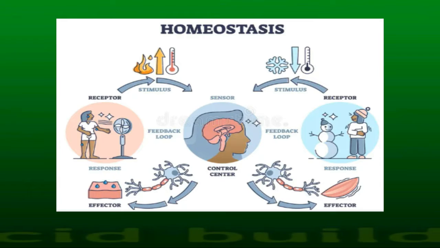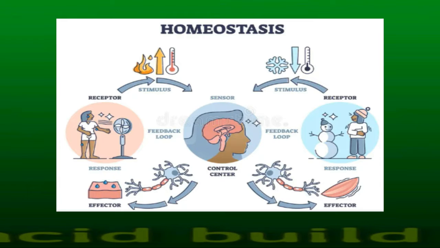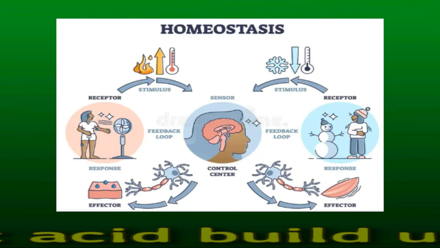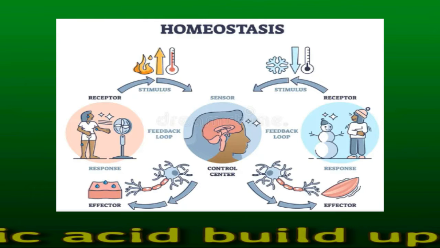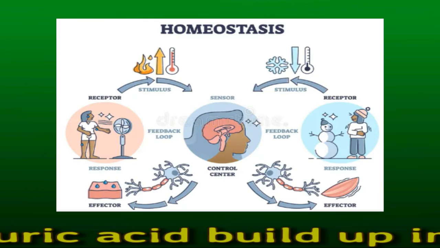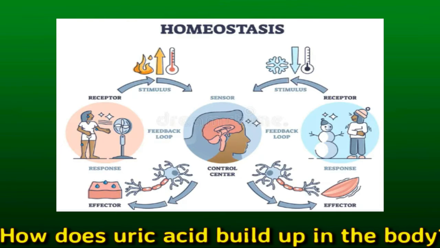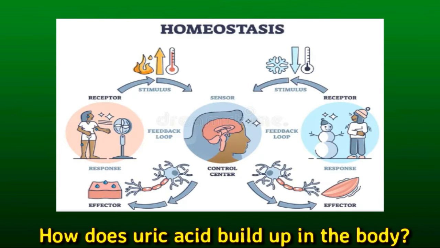How does uric acid build up in the body? Purines are chemical substances that occur naturally in the body, as well as in some foods. When the body breaks down purines, uric acid is the waste product. The kidneys filter it from the blood and pass it out of the body in the urine. However, uric acid can sometimes build up in the blood.